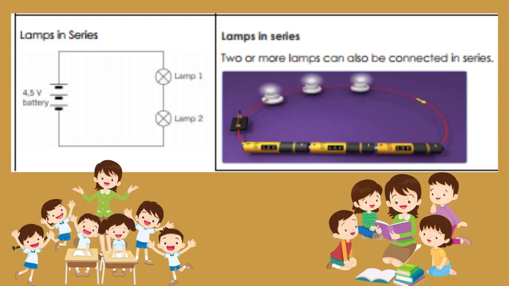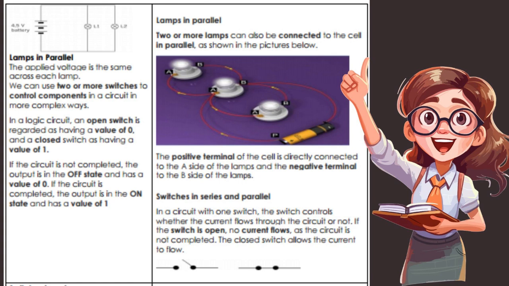Lamps in series. Two or more lamps can also be connected in series. Lamps in parallel. The applied voltage is the same across each lamp.